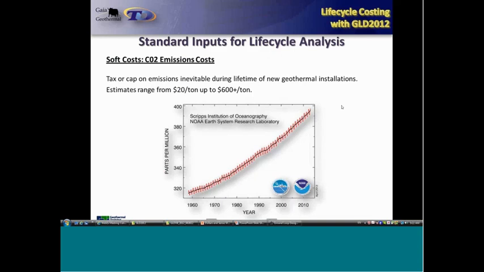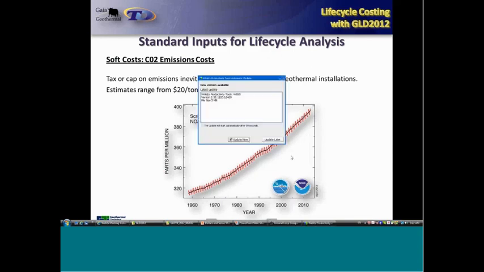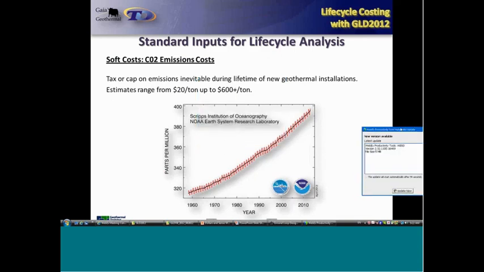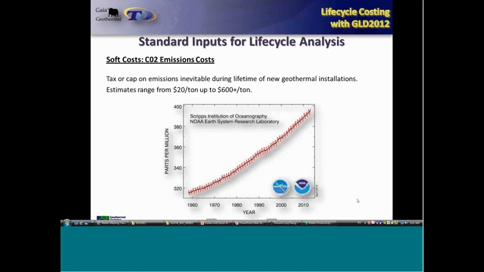China is talking about basically taxing CO2 in the next few years. And if they do, it's inevitable that the rest of the world's going to follow suit at some point. When is it going to happen? I don't know. Next year, 5 years from now, who knows? But I think it's inevitable during the lifetime of any geothermal systems being installed now. The estimated costs range from as low as $20 a ton up to really high numbers of $600 a ton. Basically, it's anyone's guess at this point. But the point is, you can consider this in a life cycle analysis if you so desire.